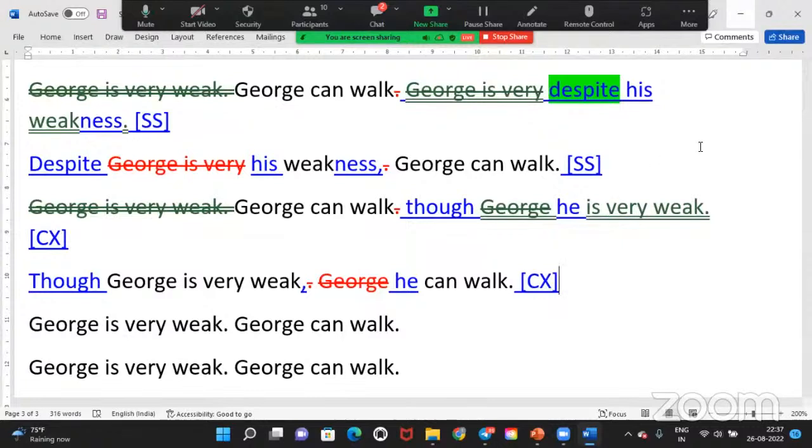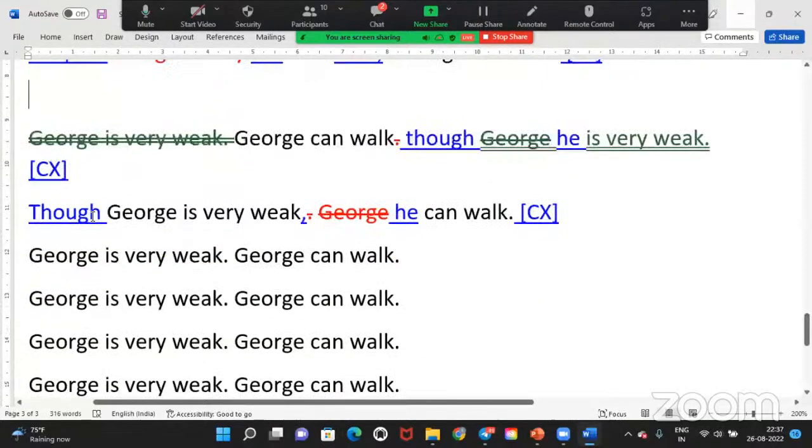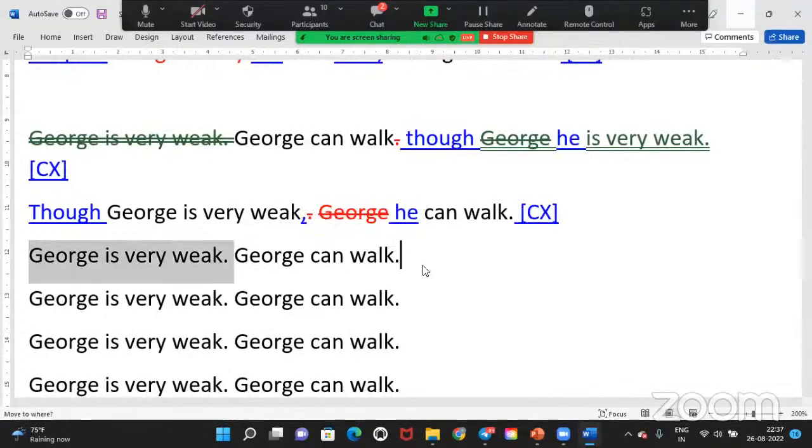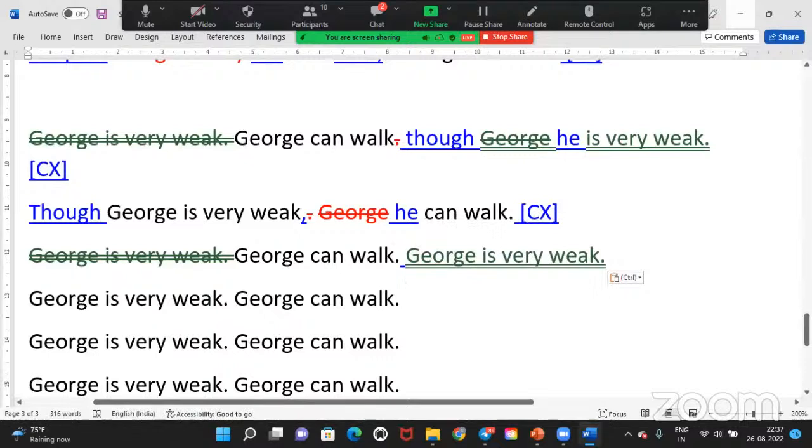So let me separate simple sentences from complex sentences. Now, though is done. Though is one word. But now I am going to use a compound word. So the compound word is like this. I'll take this back again. Here. And this is complex again.